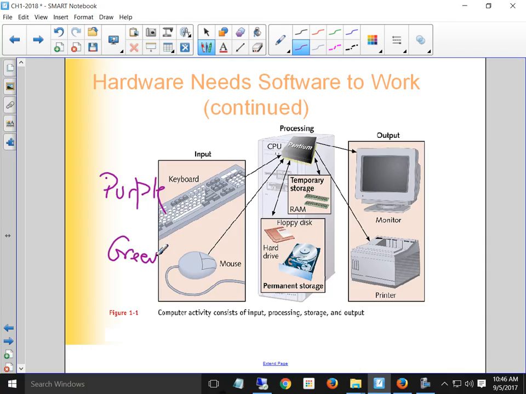My two primary inputs, keyboard and mouse. My outputs are a monitor and a printer. And I know this is an old picture. No CRT monitors anymore in our district. When I got here, there was tons.